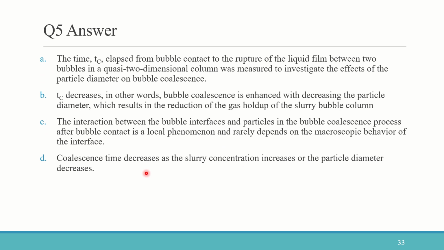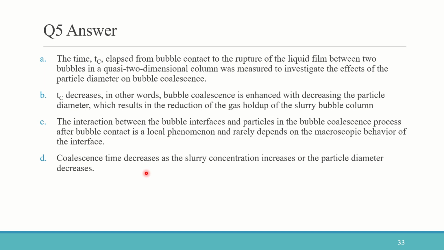So here it is clearly explained that Tc, that is the coalescence time, is nothing but the time elapsed from the bubble contact to the rupture of the film between those two bubbles. In other words, when you are increasing the slurry concentration, the time from the bubble contact to the rupture of the liquid film decreases, or bubble coalescence is enhanced with an increase in the slurry concentration or decrease in the particle diameter. The question can be asked in any way.